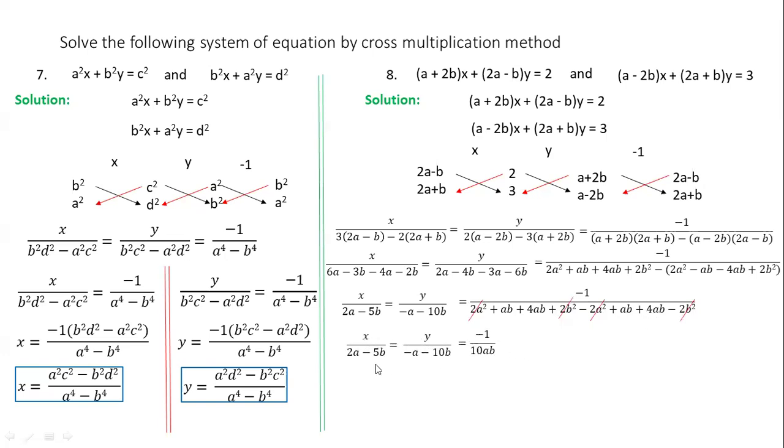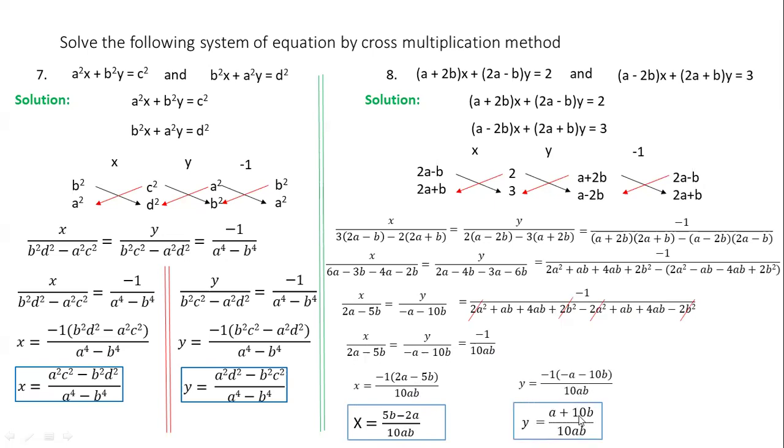So it becomes x upon 2a minus 5b is equal to y upon minus a minus 10b equal to minus 1 upon 10ab. So take this one and equate it. It becomes minus 1 into 2a minus 5b upon 10ab. That means 5b minus 2a upon 10ab. And y will be minus, open the bracket, a plus 10b upon 10ab.